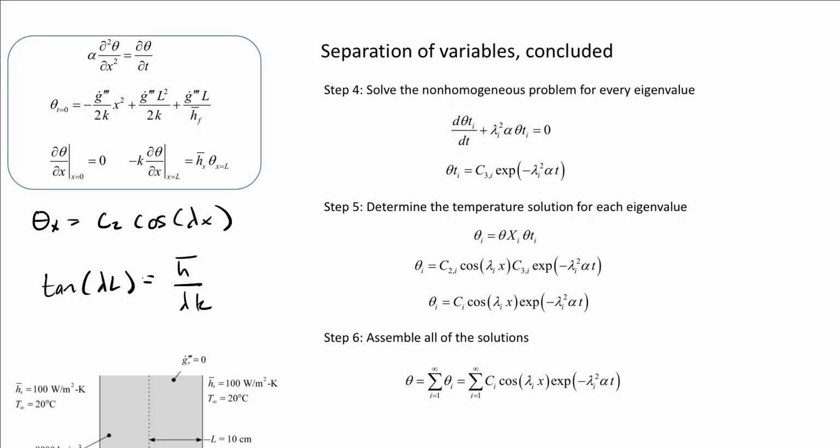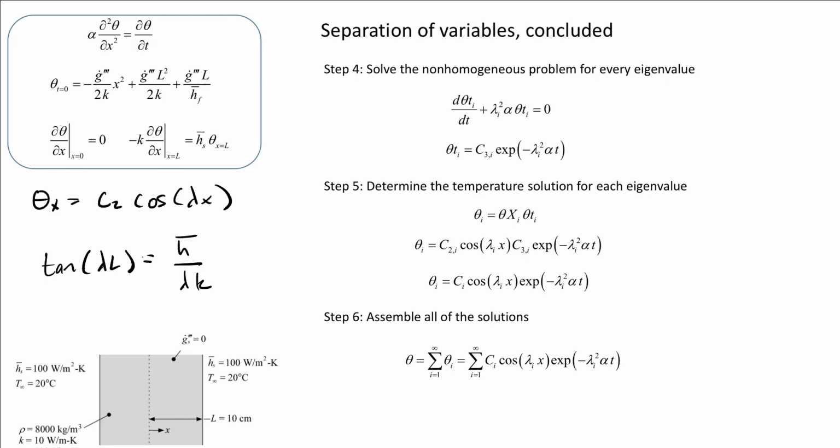Now our task is to solve the non-homogeneous problem. Remember, the non-homogeneous problem here was the function of time. And why is it non-homogeneous in time? Because we have an initial condition in which there are things that appear that are not multiplying time or its derivatives. So we have this ODE in time.